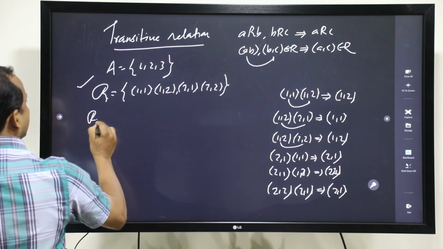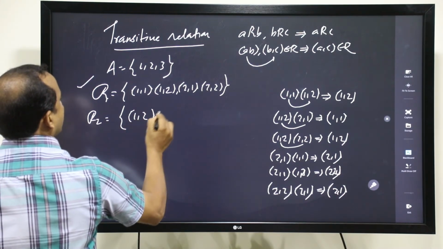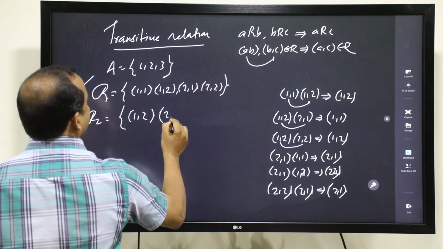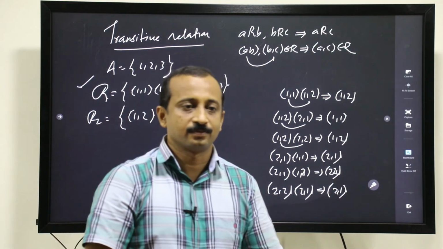Suppose you take R2 is equal to {(1,2), (2,3)}. I am taking this as another condition. Check whether the relation R2 satisfies the condition of transitivity.